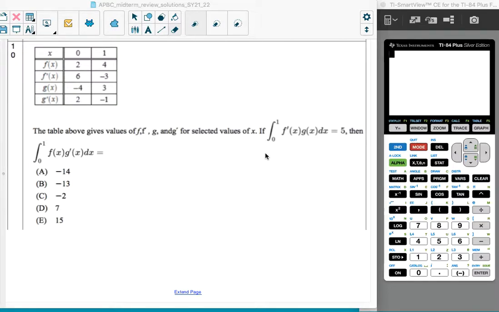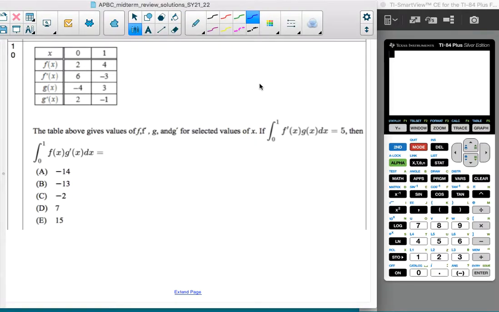I'm hoping you look at this and it screams parts to you. The reason this is integration by parts is because inside my integral I have a product that is clearly not u-sub, because f and g are not related. It's a product of unrelated functions. So once I hopefully spot that this screams parts, I have to think, okay, what is my u and what is my dv?